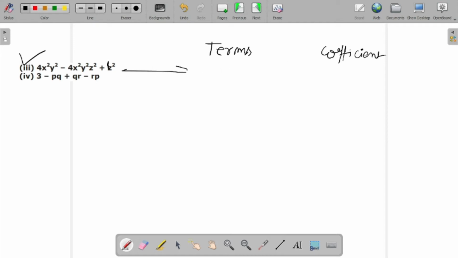Now in this case, the terms are 4x square y square, minus 4x square y square z square. Third one is z square. So the coefficient is 4. Here we write minus 4. Here we have to write 1. So you don't find any coefficient. If there is no coefficient, that means 1. If you multiply anything by 1, it will remain the same. So this is the third part.